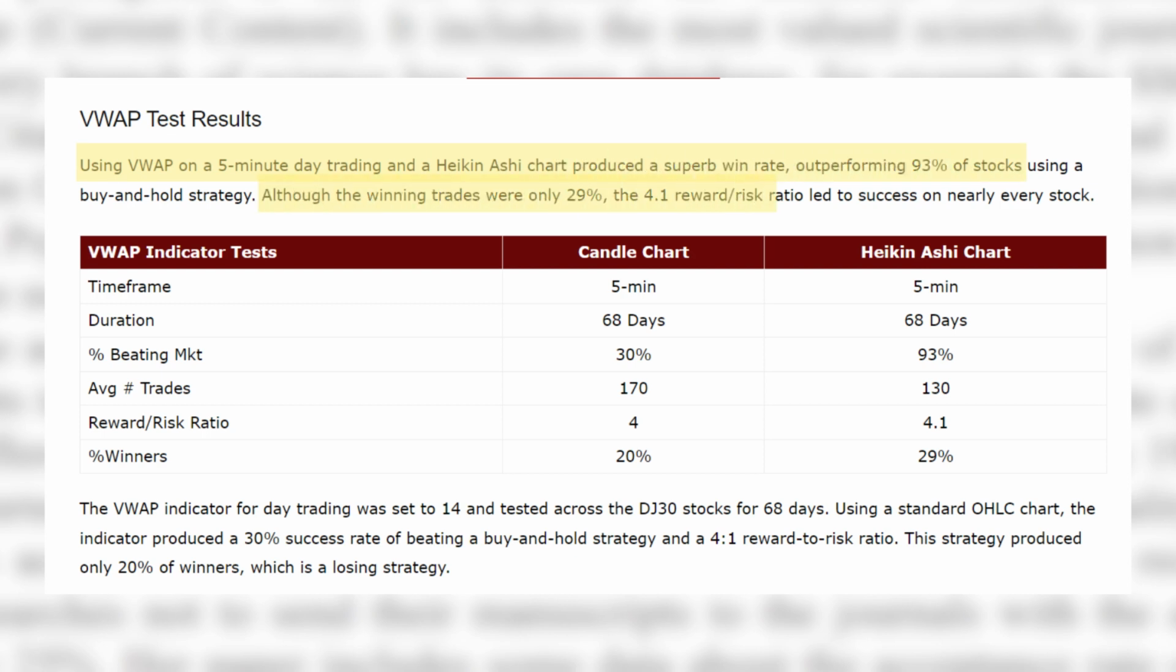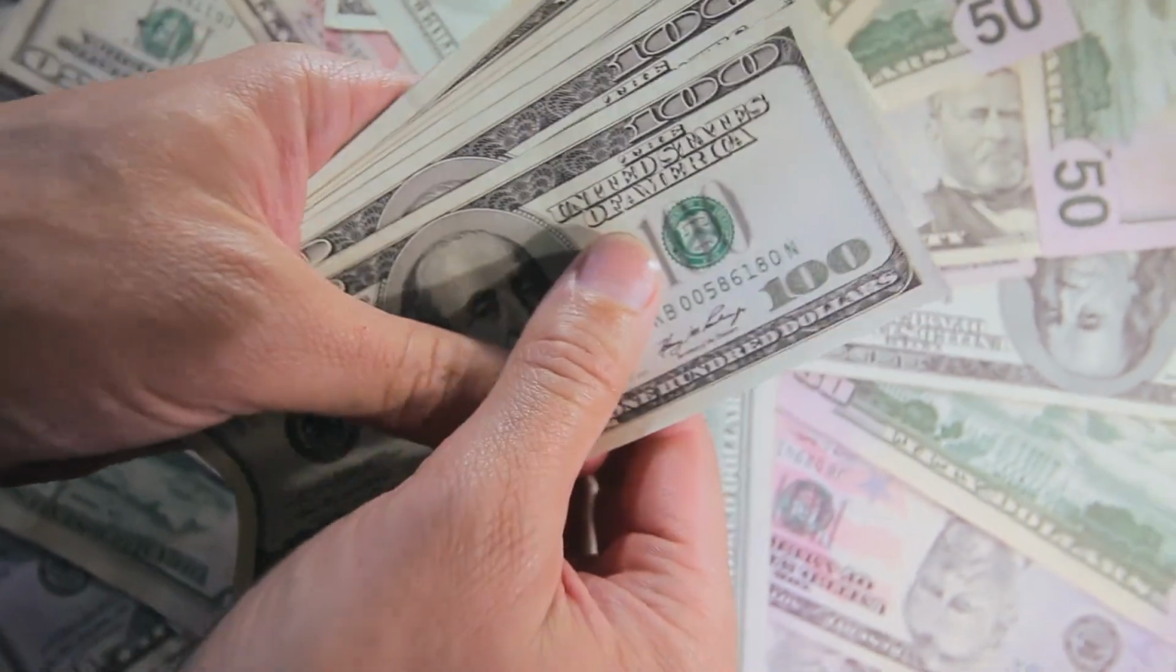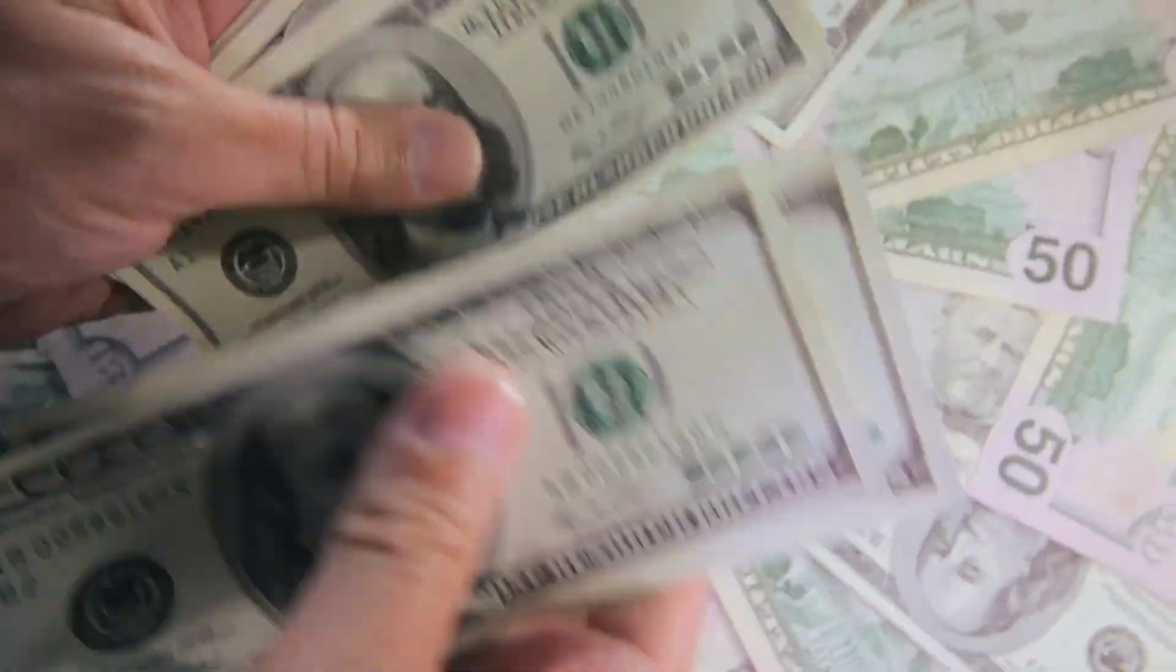Although individual winning trades were at 29%, the real star here is the 4.1 reward to risk ratio. This means that for every dollar that you risk, you stand to gain $4.10. Now that is an insane reward to risk ratio, which means that if you do have a good and winning trade, the potential to 4x your profits is almost guaranteed.